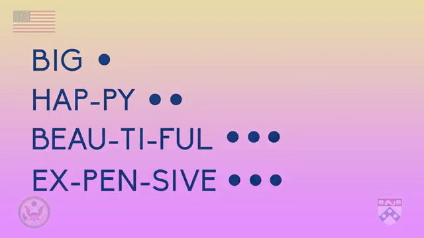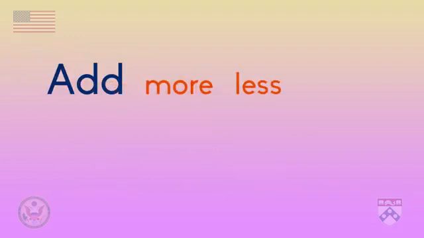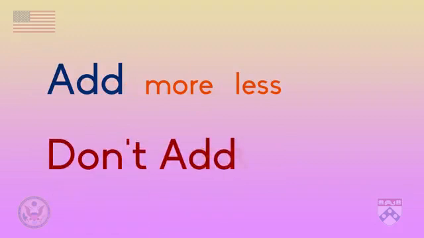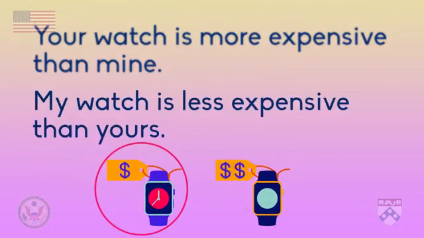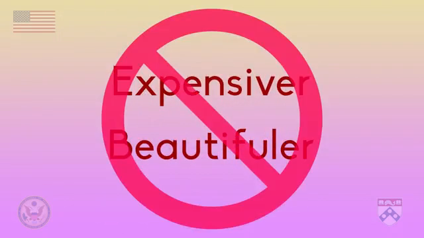so they follow a special rule when we make comparative adjectives from them. We add the word more or less in front of adjectives with more than two syllables, and we don't add ER to the end. So we can say, your watch is more expensive than mine, or my watch is less expensive than yours, but we don't say expensiver or beautifuler.